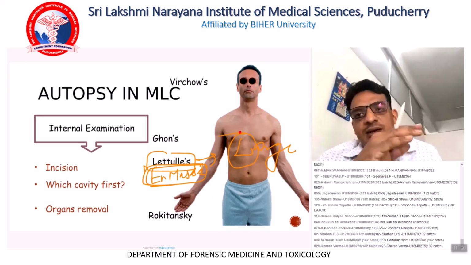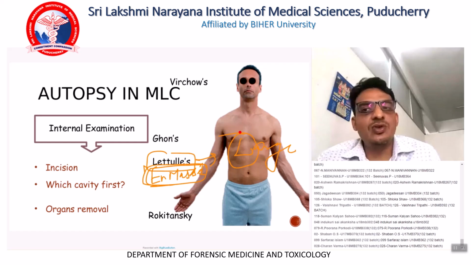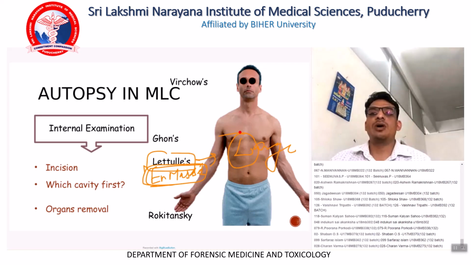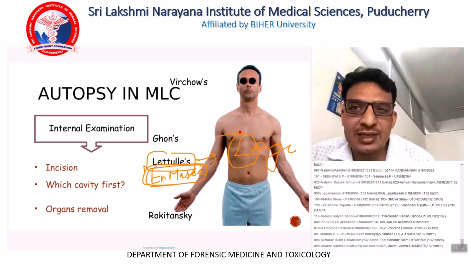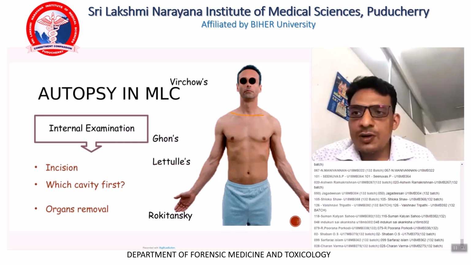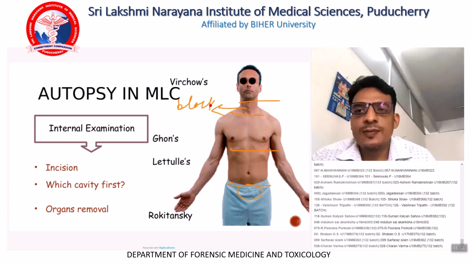Next, we can divide these all into different blocks. We have a cervical block, a thoracic block, then an abdominal block, and finally a pelvic block, that is for the urogenital system. So if it is taken in blocks, then it is Ghon's technique.